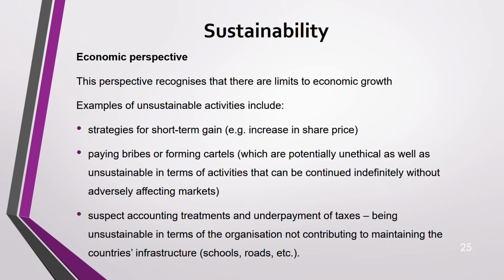Third, suspect accounting treatments or underpayment of taxes. You are paying less tax than you are supposed to pay. Or in your accounting treatment, you are doing some manipulation there. This is also unsustainable. Because if you are paying less tax, it will affect future generations. Why? Because government will not have enough money to invest in roads, schools, so education will suffer, your infrastructure will suffer. Okay.